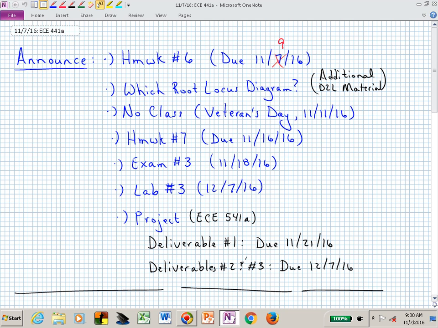Homework number 6, if you haven't been reading your emails, has been shifted. It's now due on Wednesday, the 9th. And there's additional material on not only the root locus diagram, but also arrival and departure angles. You might want to take a look at that for one of your homework problems that's due on Wednesday now and not today.